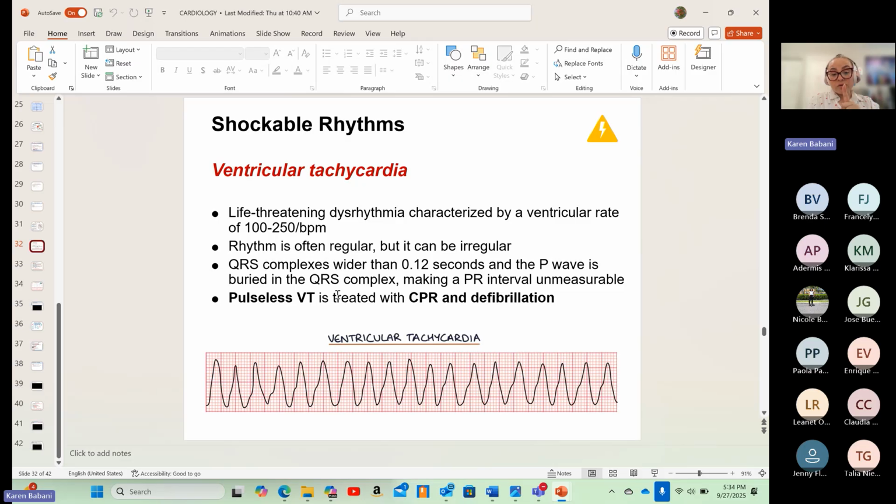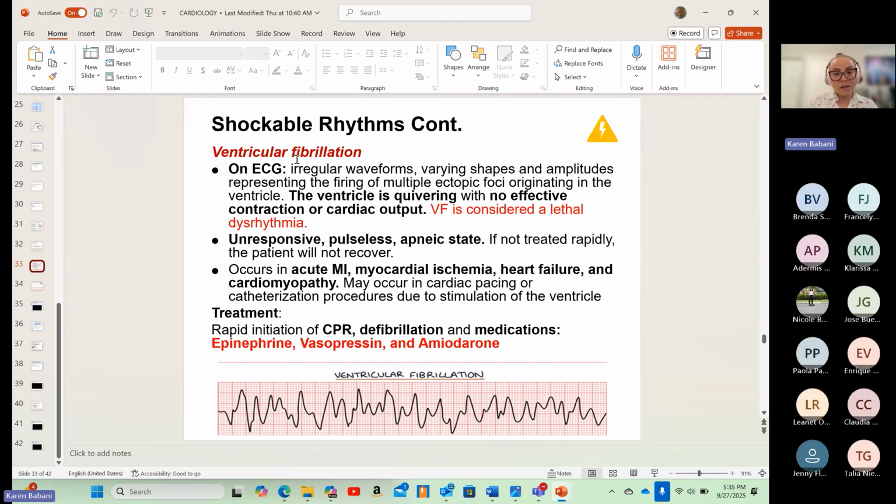If there is a pulse, you can defibrillate without starting CPR. If there is no pulse in any condition, even if you see a perfect QRS rhythm, a perfect PQRST in the monitor, but there's no pulse, you need to start CPR. CPR, then defibrillation for pulseless ventricular tachycardia. Here's where I think they always get you guys with that.